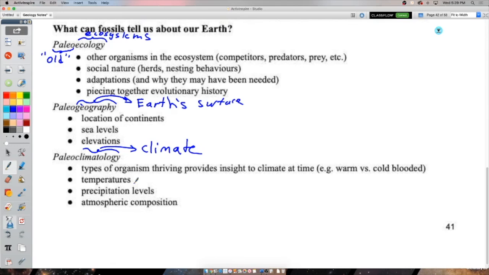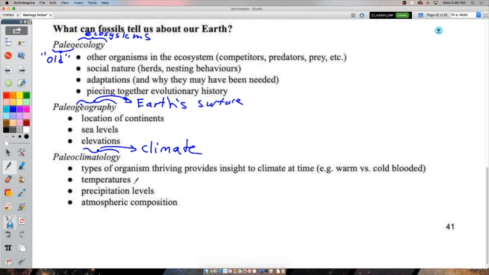Kind of like temperatures there. Precipitation levels, what kind of plant life do you see? Is it stuff that needs a lot of water, or very small vegetation? Find a lot of cactuses and things that usually live in the desert. Well, that tells you that you're probably looking at a period in Earth's history where, at least at that location, there was not much precipitation, not much rain falling, okay?